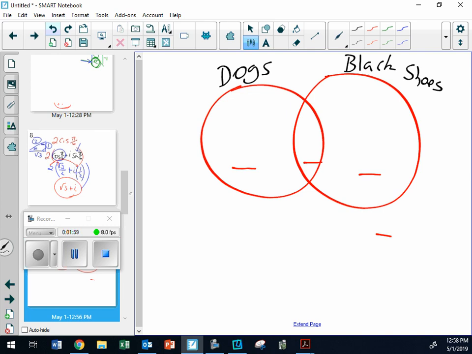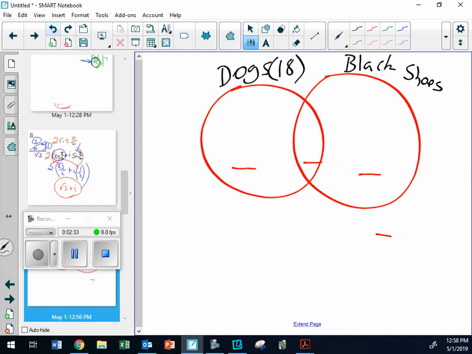Okay, so I'm instead going to ask how many of you have a dog? Raise your hand if you have a dog at home. And I'm going to count, and I'm not looking at shoes because it doesn't matter to me right now. I'm just asking about the dog. 1, 2, 3, 4, 5, 6, 7, 8, 9, 10, 11, 12, 13, 14, 15, 16, 17, 18. 18 people with dogs. You better not put that in the diagram yet because you don't know how that 18 is divided up.